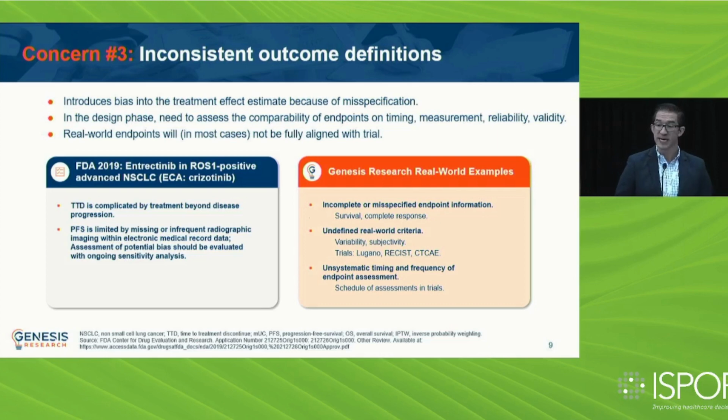So for us, what we need to do in the design phase, when we're thinking through, as Jen mentioned, the target trial emulation, is consider the comparability of those endpoints, their measurement, their reliability, and their validity. How similar are they, and does this create some fatal flaws in what we're trying to do? In our practice, in most cases, real-world endpoints are not fully aligned with the trial. And so how do we manage that through design?